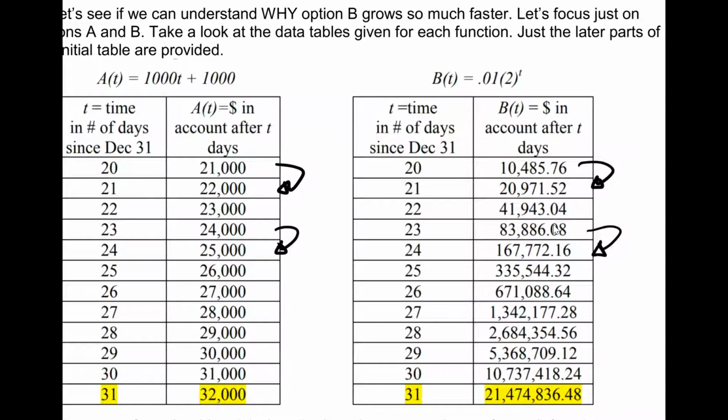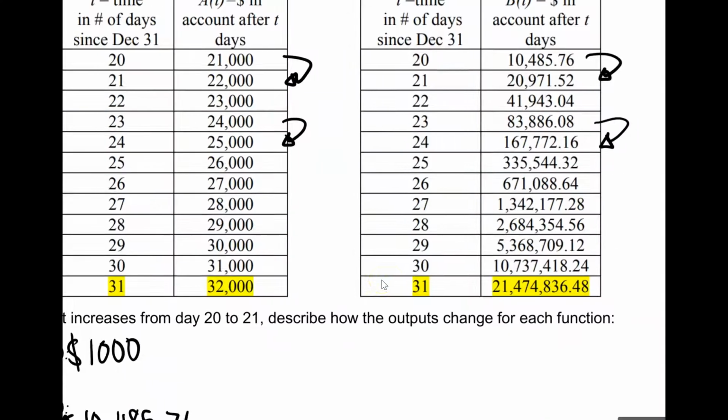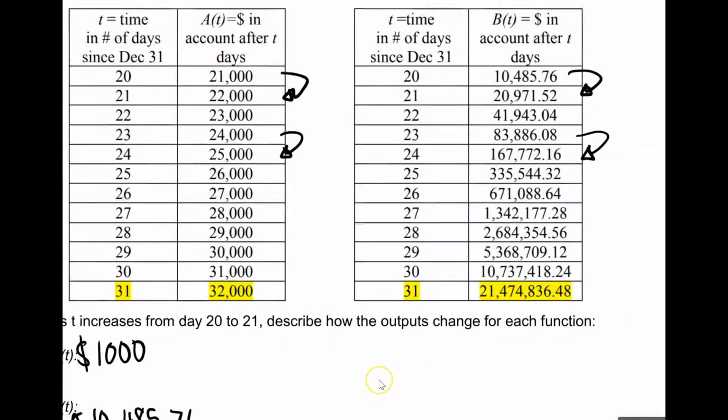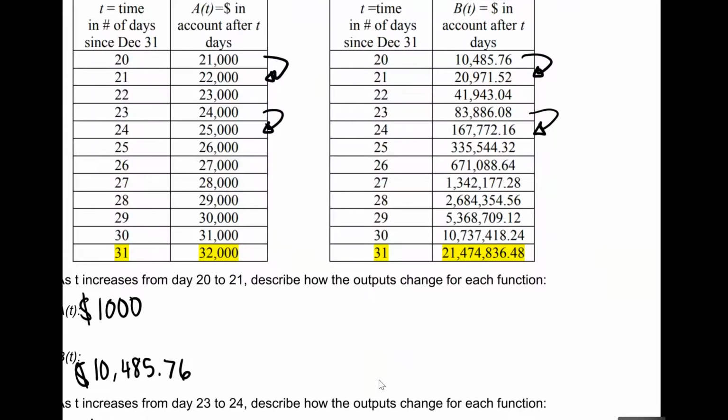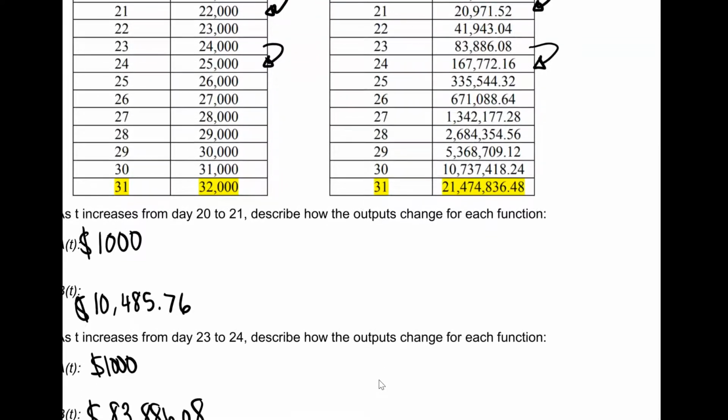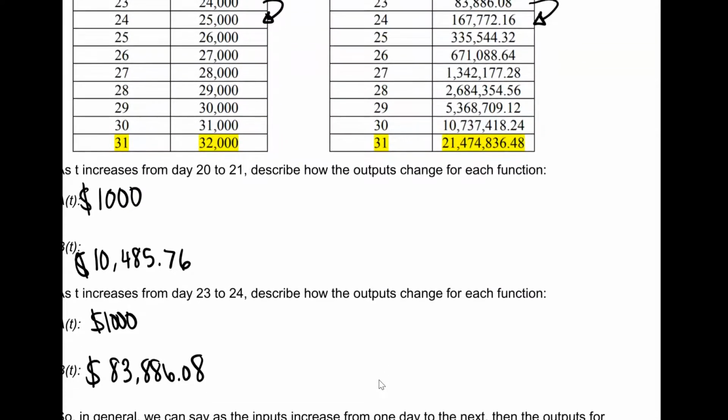So let's just look at A and B. Notice between day 20 to 21, option A is growing by 1,000. Option B is going up by 10,000. If we compare between the 23rd and 24th day, option A is going up by 1,000. Option B is going up by 83,000.